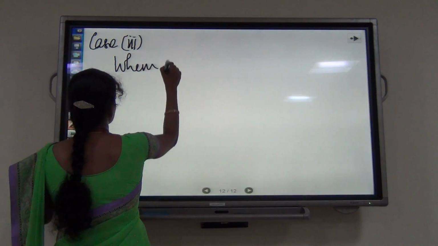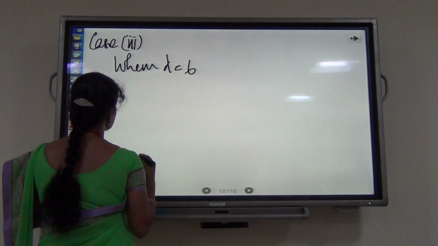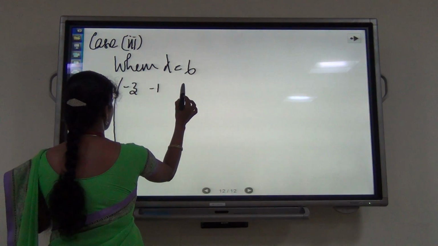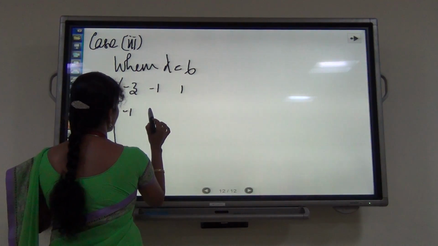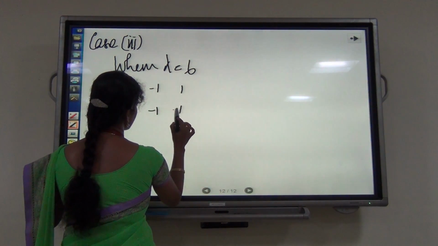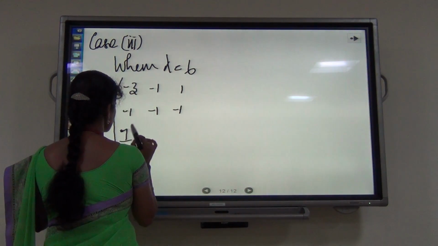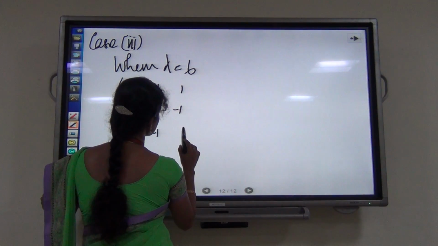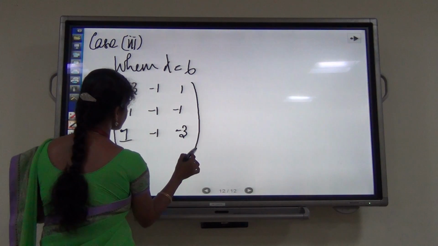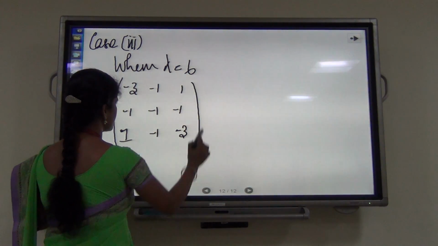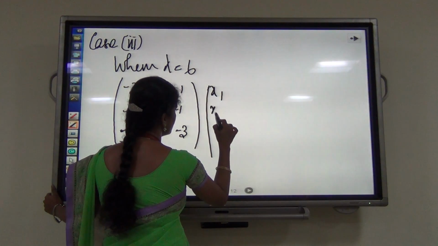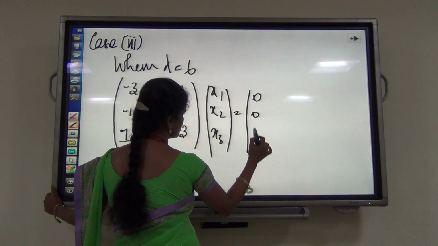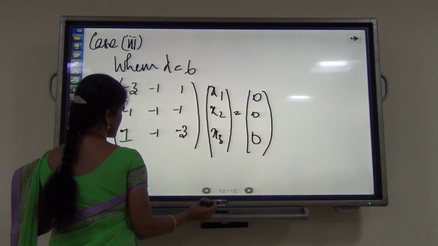When lambda is equal to 6, that's the third root. So the matrix is 3 minus lambda, minus 3, minus 1, 1, minus 1, 5 minus lambda, minus 1, minus 1, 1, minus 1, and 3 minus lambda, that is 6, so minus 3. As we write this in equation form, x1, x2, x3 is equal to 0, 0, 0. Let us write it as equations.